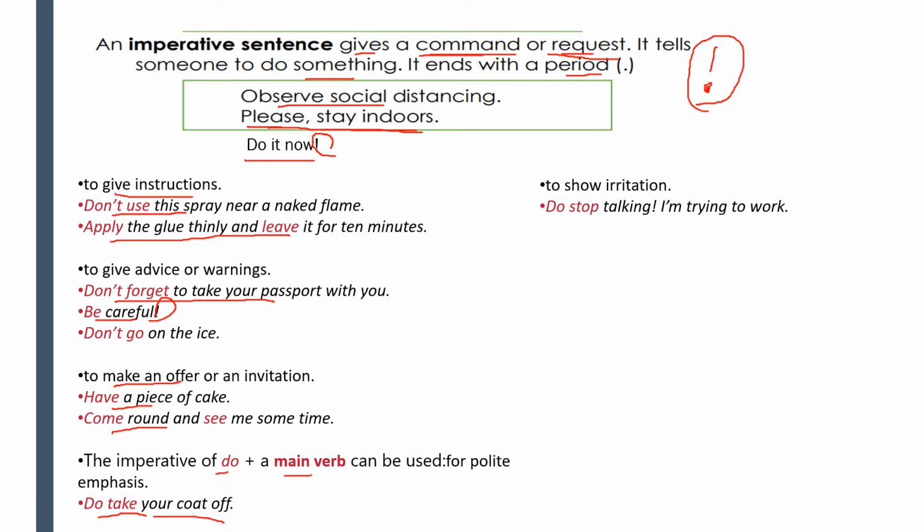Polite. Sometimes it shows irritation. For example, do stop talking! I'm trying to work, right? It ends with an exclamation mark, but it's an imperative sentence. It shows irritation, right? To stop talking. I'm trying to work. Is it clear? Very good.